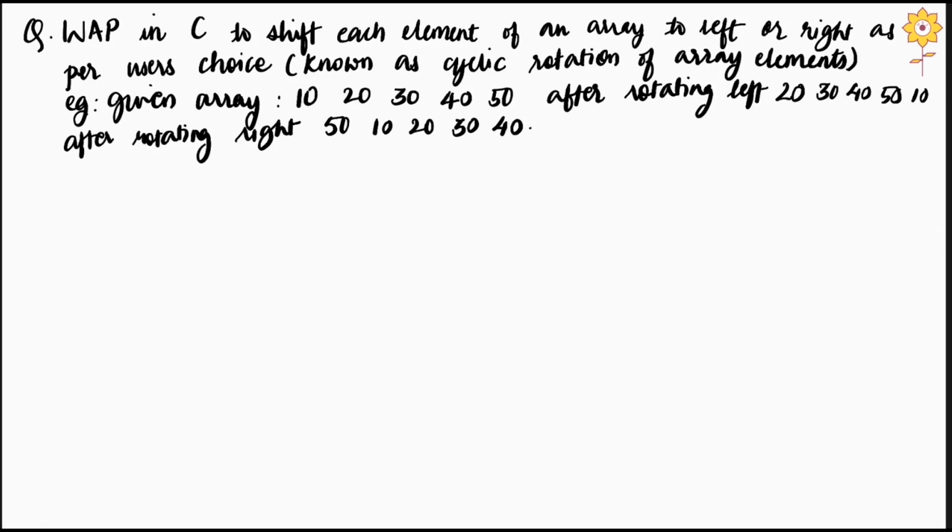Okay? So, here we have to basically ask the user for the array, then we have to ask them for the choice that they want, left or right, and then we can ask them the number of rotations that they want to take on that particular array. So, let us start writing the code.